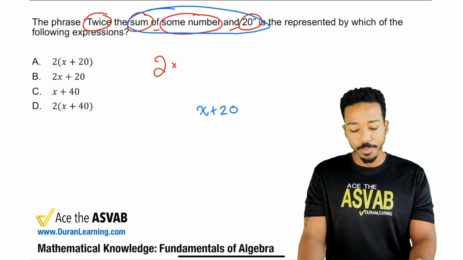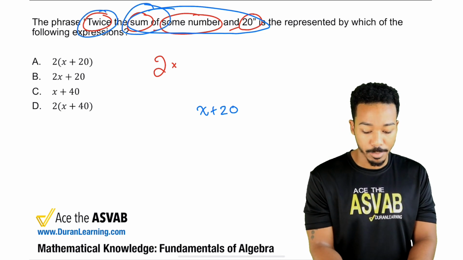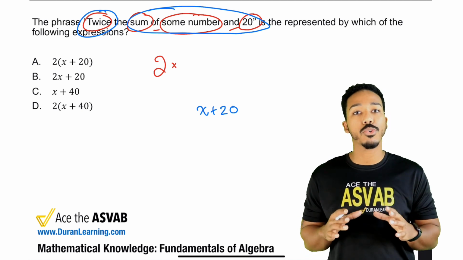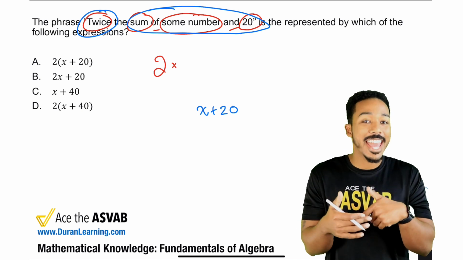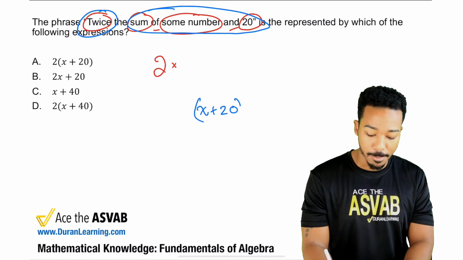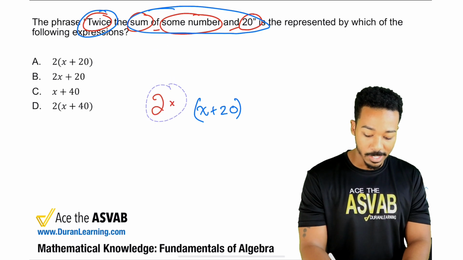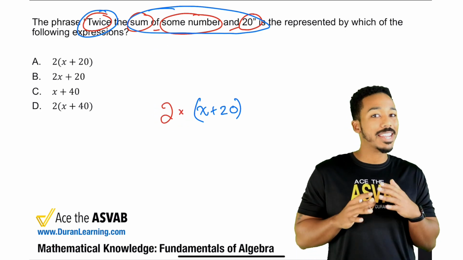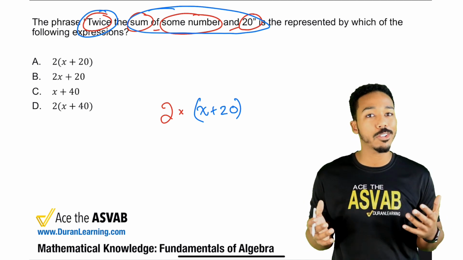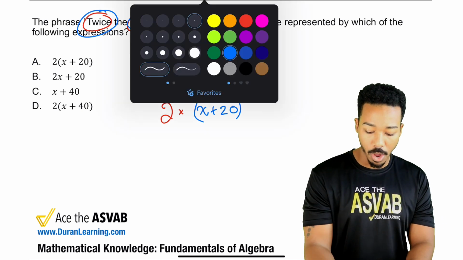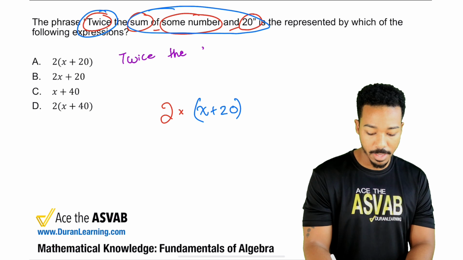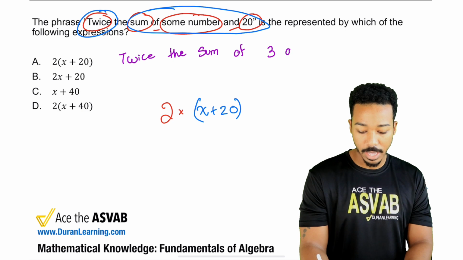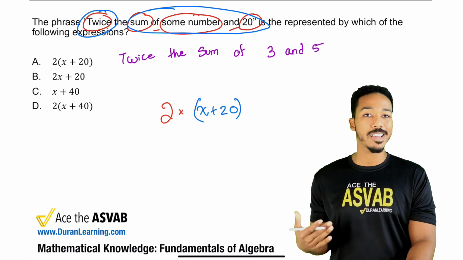Now, where do we go from here? Well, it says twice that sum, so we're going to double the sum. To make sure that we do the addition first, to take the sum first and then double it, we're going to place it in parentheses. That way we can then double the result. If that doesn't make too much sense, don't worry, because I'm going to use a regular plain old example for you. Let's say we're talking about twice the sum of 3 and 5, all right? Twice the sum of 3 and 5.